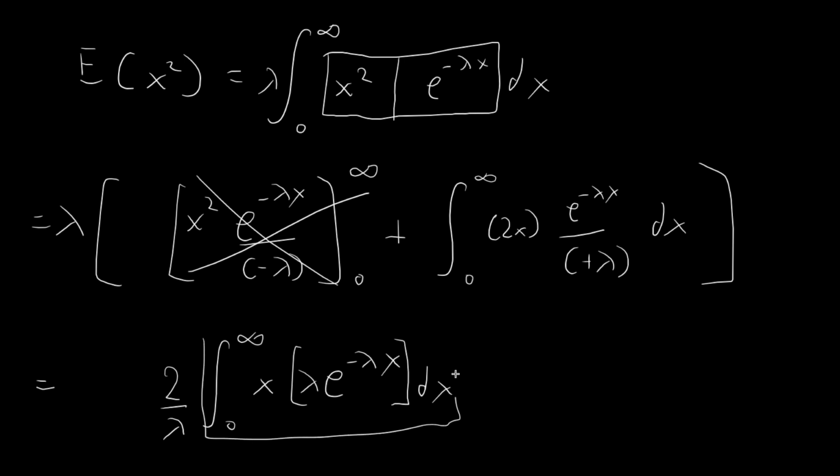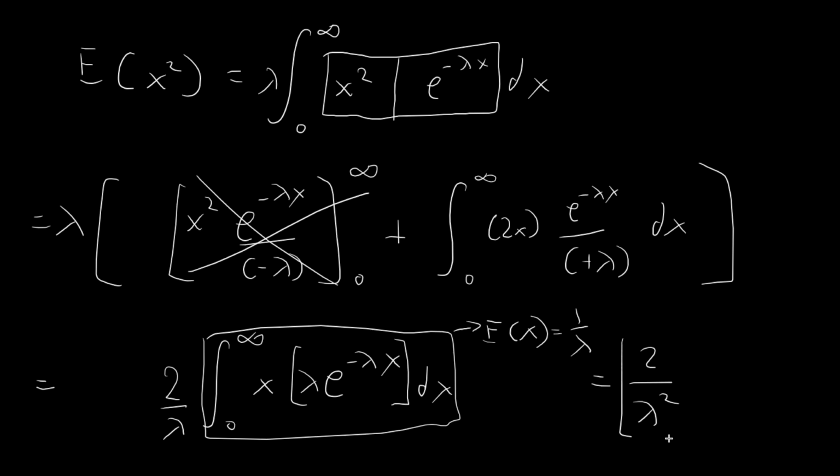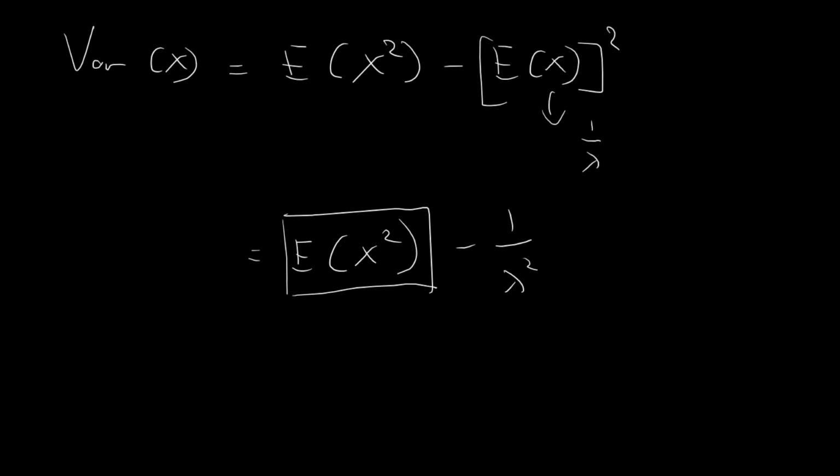This entire term is just equal to the expected value of x, which we found is equal to 1 over lambda. So this entire expression is just equal to 2 over lambda times 1 over lambda. So we get 2 over lambda squared. And so this is the expected value of x squared. And so going back here, we can now substitute in the result that we just got. So we have 2 over lambda squared minus 1 over lambda squared, which just gives us 1 over lambda squared. And this is the variance of the exponential distribution.